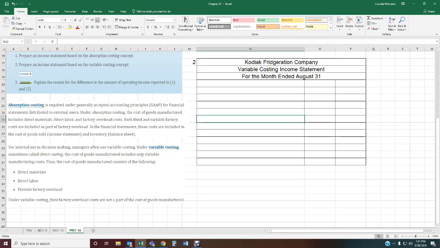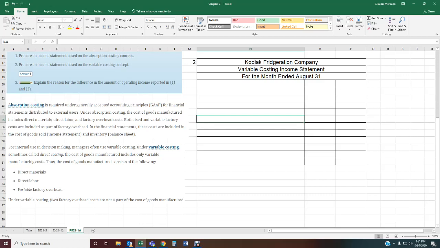Now, for internal use in decision making, managers often use variable costing. Under variable costing, sometimes called direct costing, the cost of goods manufactured includes only variable manufacturing cost. Thus, the cost of goods manufactured consists of direct materials, direct labor, and variable factory overhead. Under variable costing, fixed factory overhead costs are not part of the cost of goods manufactured.